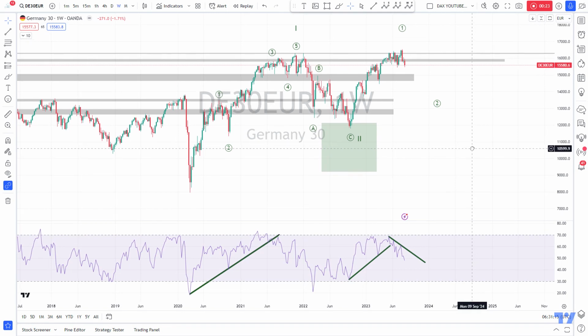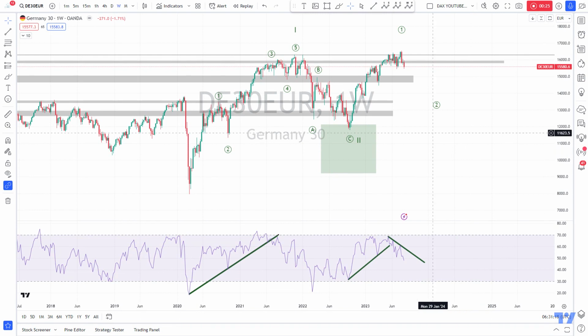So my take on the DAX is that we did a higher degree wave one here from the March 2020 lows, 5 waves up, 1, 2, 3, 4, 5. We end with divergence. And then we corrected this structure here as a wave two. We have an ABC structure here.